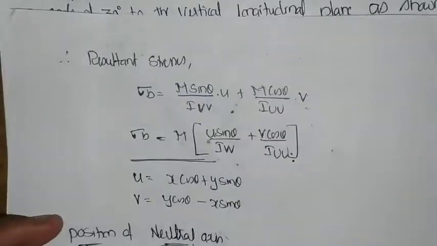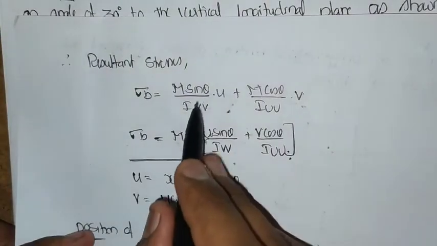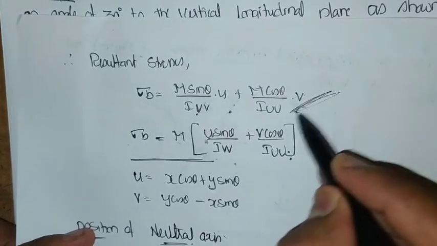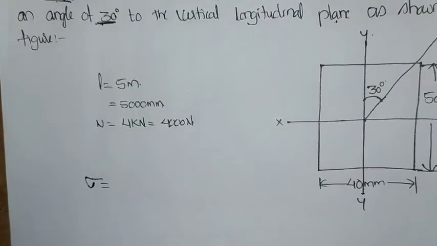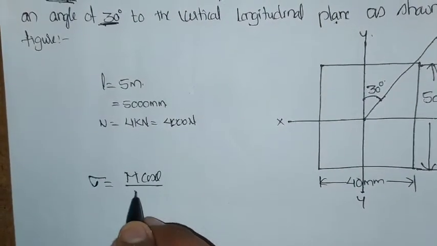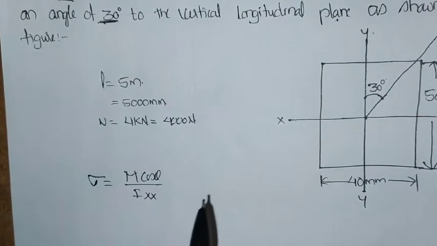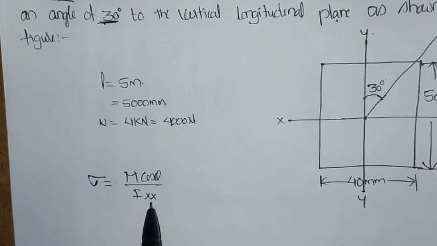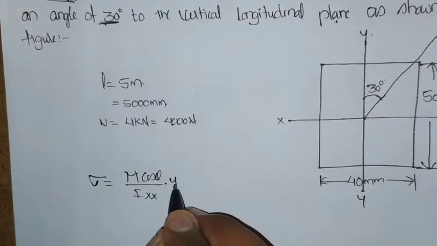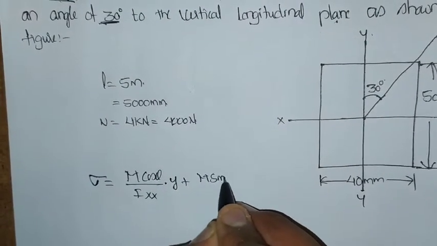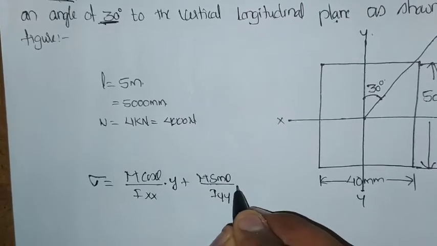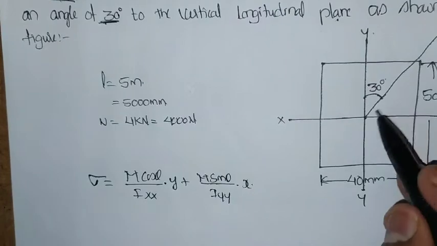Here in the derivation we have seen stress is equal to M sin theta by I_uu into u, plus M cos theta by I_vv into v. So with respect to this formula we have to find out the stresses. So sigma is equal to M cos theta by I_xx, here the uu I have written as xx and vv I have written as yy, into y, plus M sin theta by I_yy into x. So that is simple.